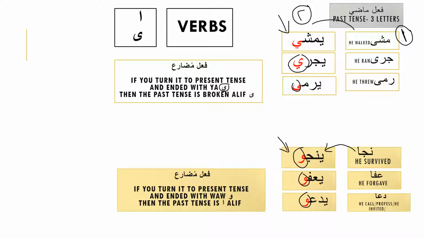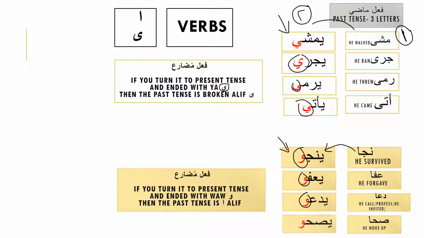This is how you can decide if it's broken alif or alif. One more. Ata. What's the present tense from ata? You know? Ya'ti. Yes, then it's a broken alif. Saha. Present tense from saha: yashu. Then it's alif. And the last one, ishtara. Yashtari is the present tense.